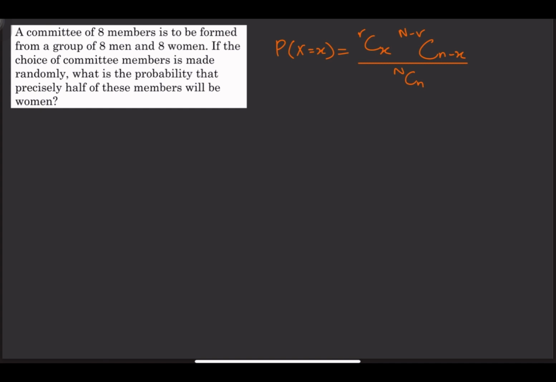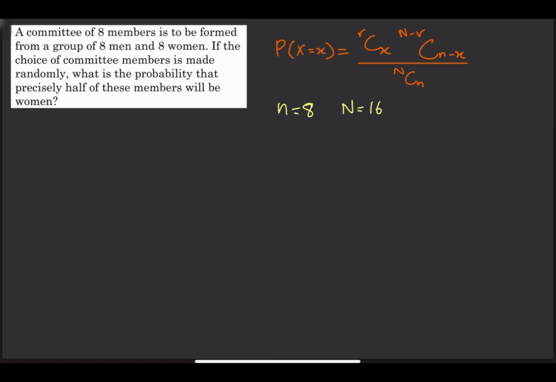Now we can start denoting. A committee of 8 members is to be formed, which means there will be a total of 8 trials, so our small n, the number of trials, will be 8. Then from a group of 8 men and 8 women, how many people can we choose from in total, which is the big N? That is going to be 16, since 8 plus 8 is 16 people in total. Then, if the choice of committee members is made randomly, what is the probability that precisely half of these members will be women?